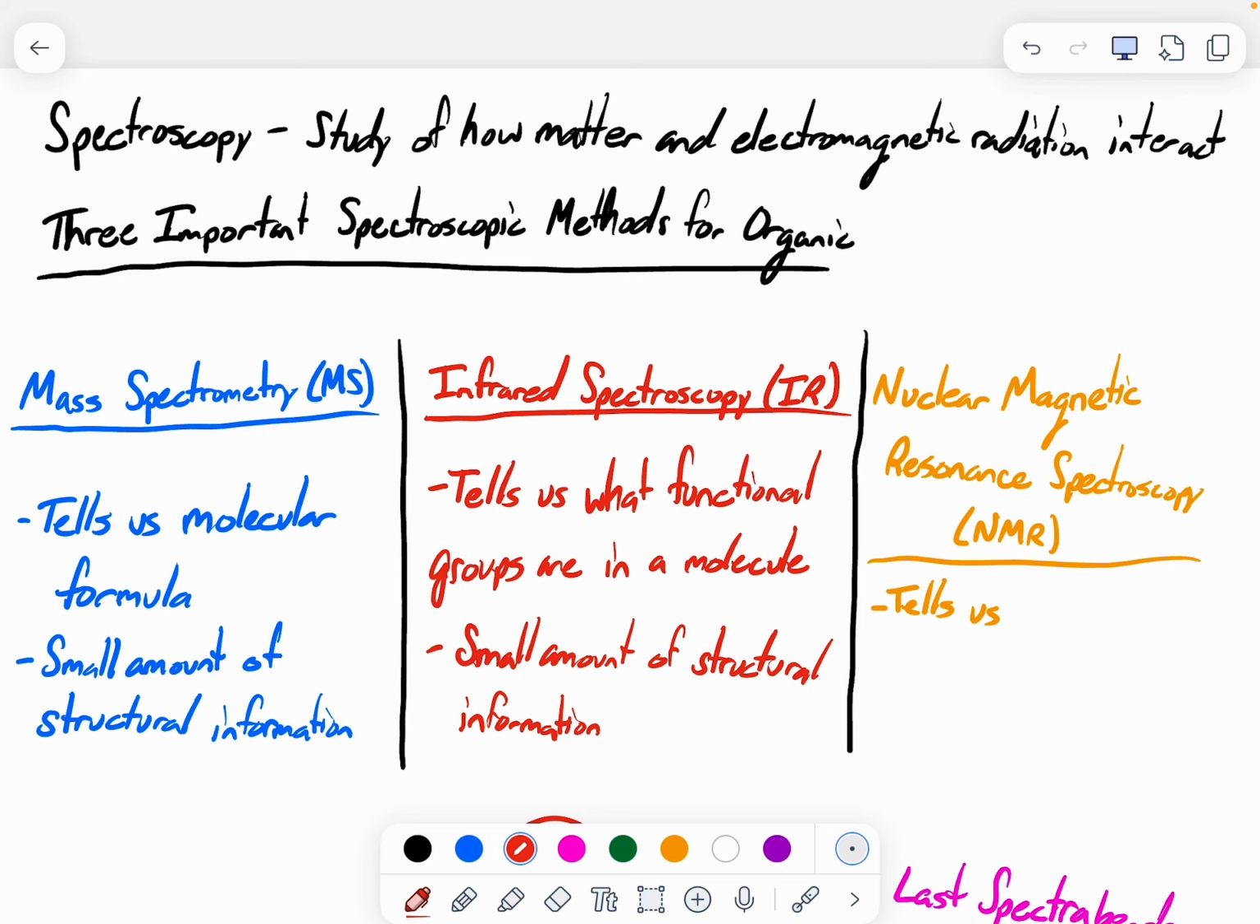That's why previously in organic, what I was doing with the class was I was saying, you can just propose a structure, and as long as it follows the appropriate functional groups, that's a reasonable one for the IR.